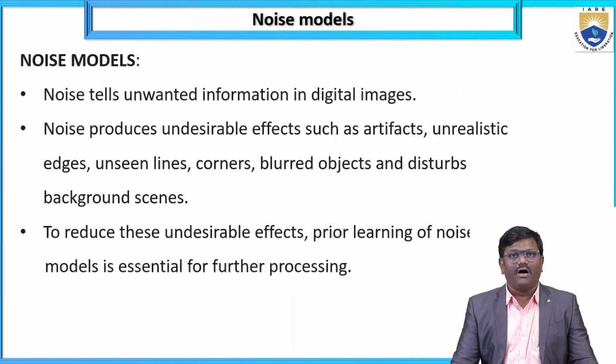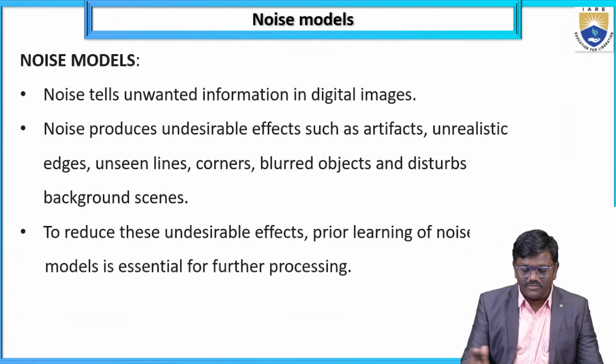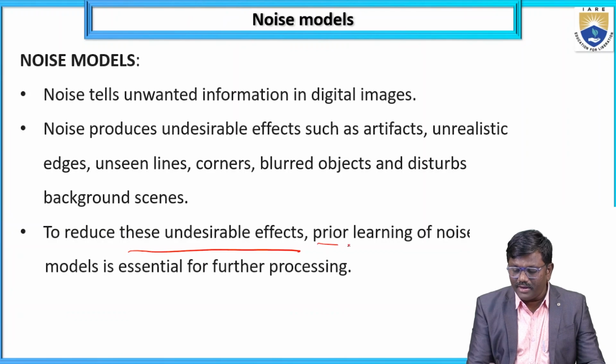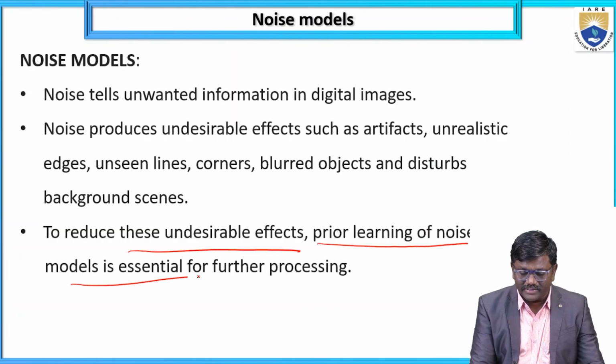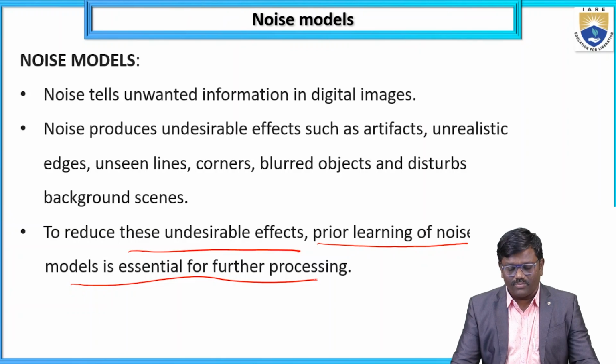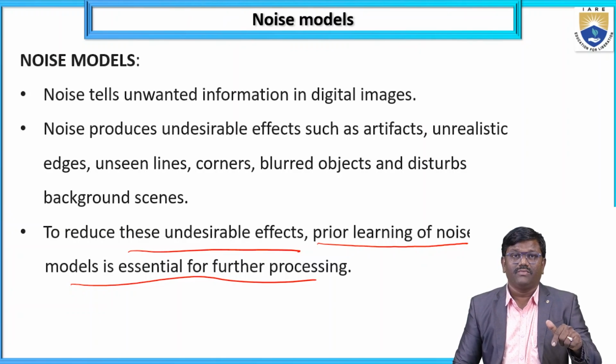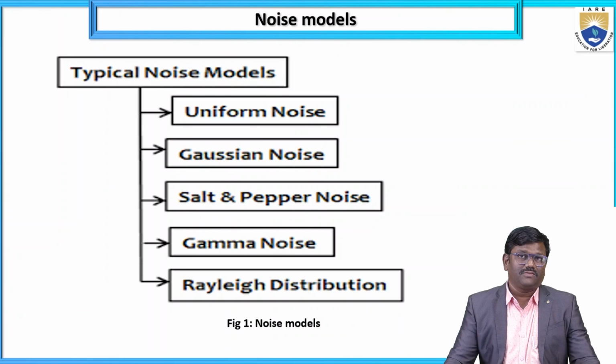Noise is unwanted information in the digital image. Noise produces undesirable effects such as artifacts, unrealistic edges, unseen lines, corners, blurred objects and disturbed background scenes. To reduce these undesirable effects, prior learning of noise models is essential for further processing in what we call the image restoration process. So we will go into detail about these noise models.